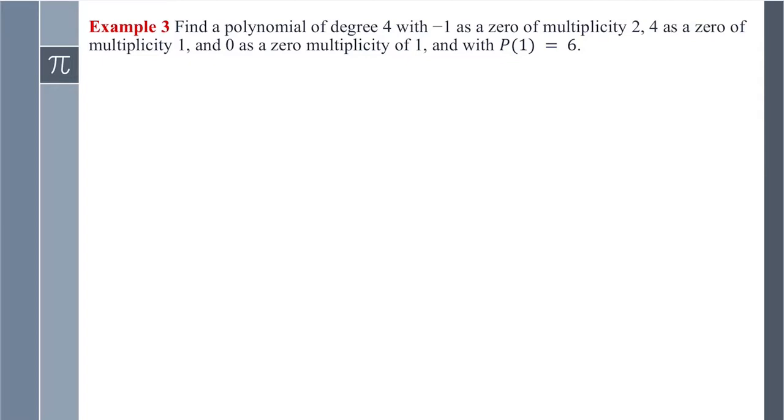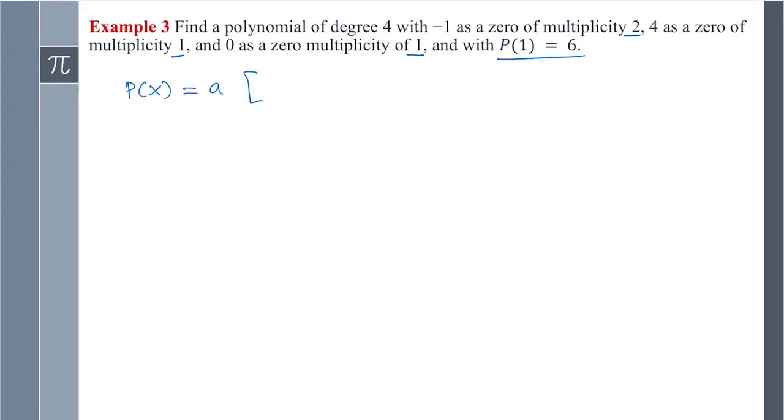Now there's another question. Let's find a polynomial of degree 4 with negative 1 as a zero of multiplicity 2, 4 as a zero of multiplicity 1, and 0 as a zero of multiplicity 1 with this given condition. So let's do the same thing. We'll write p of x equals a.